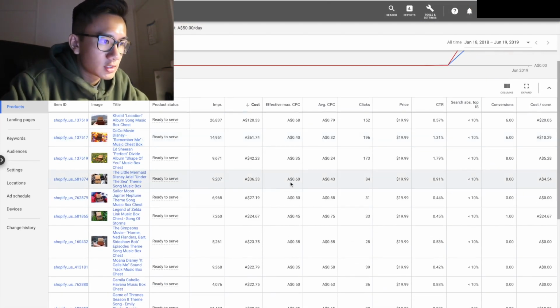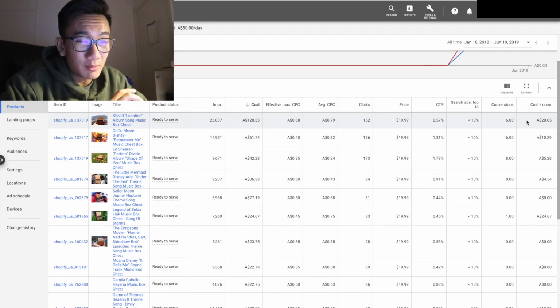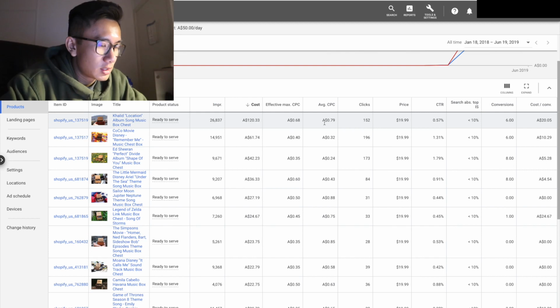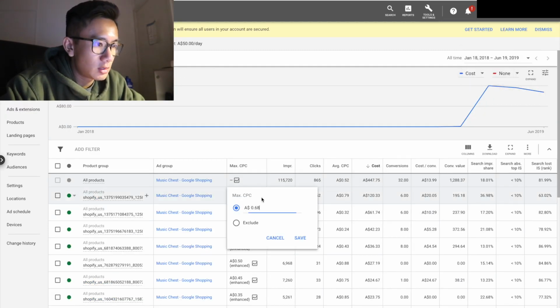Alright, so now the products are coming up. Damn, so car lead, cost of conversion's up to $20, which is hella expensive. Okay, so if I want the cost per conversion to be halved and the average CPC is 79 cents, I need the CPC to be half that, so at 40 cents, in order to make it recover. So car lead, I'm bringing it down to 40 cents.